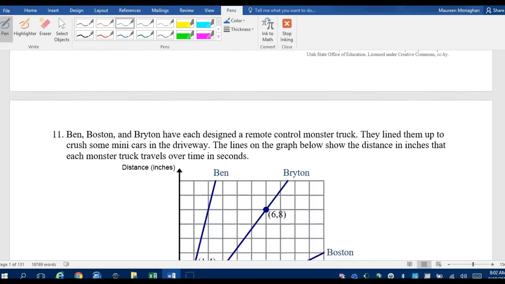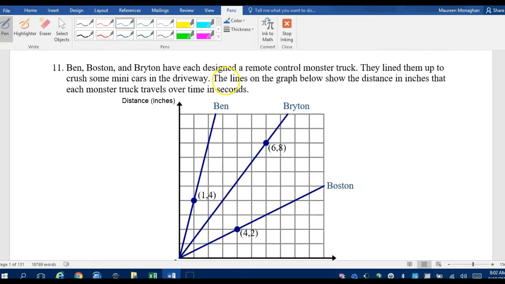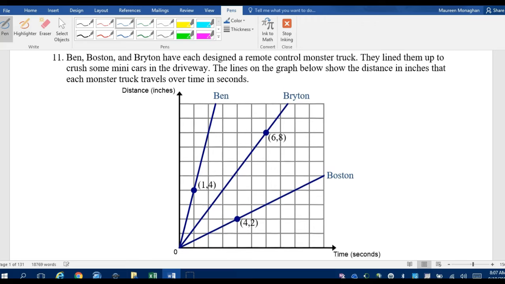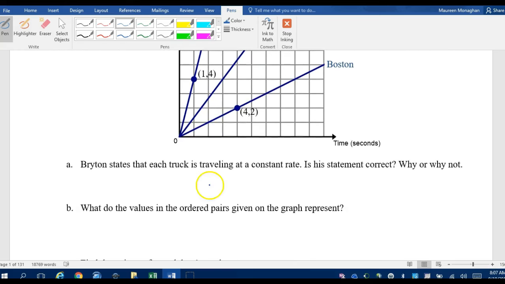Let's take a look at our next problem. Once again, I'm going to let you read this, and please highlight anything you find important. Alright, so we have 3 guys with their monster trucks. The lines on the graph below show the distance in inches that each monster truck travels over time. First off, Brighton states that each truck is traveling at a constant rate. Is this statement correct? Why or why not?